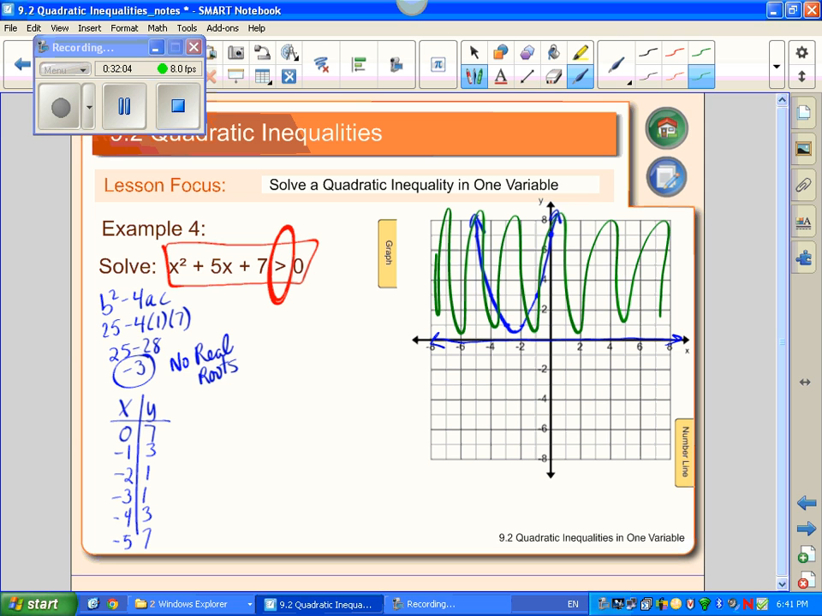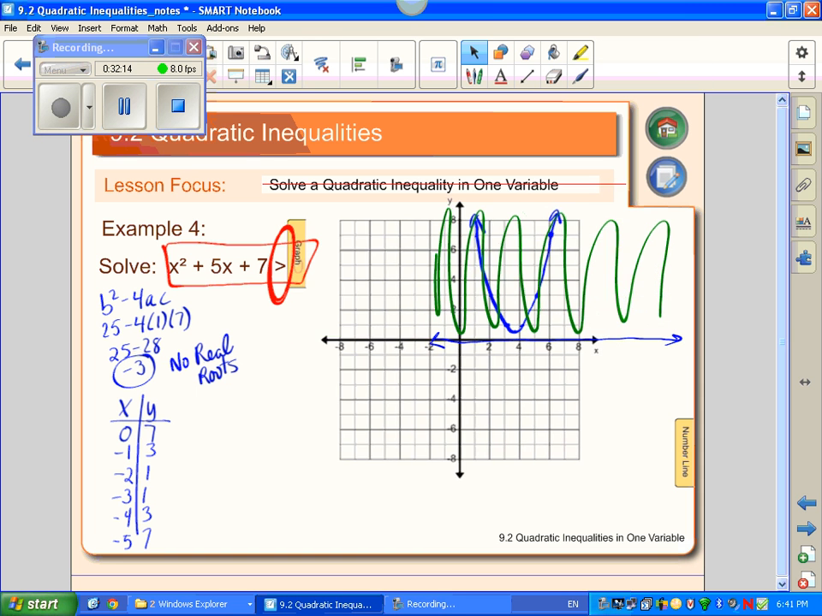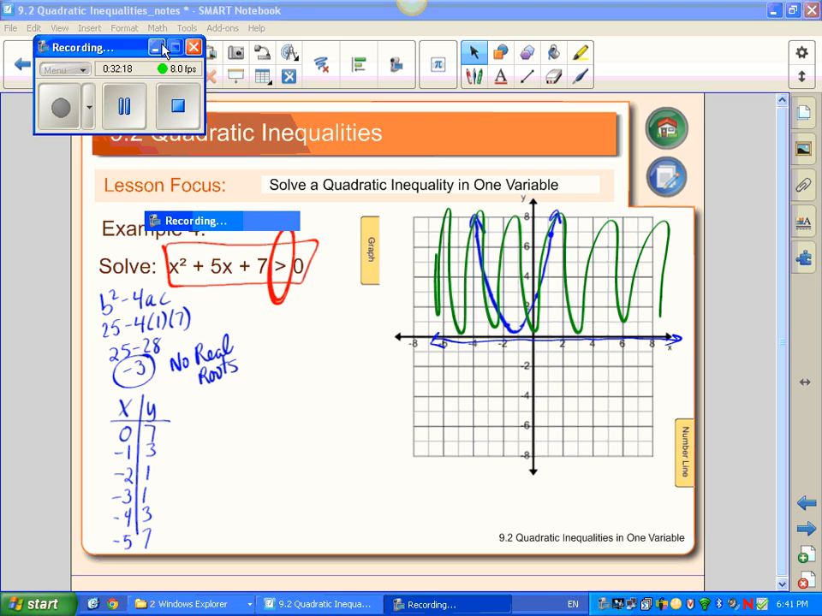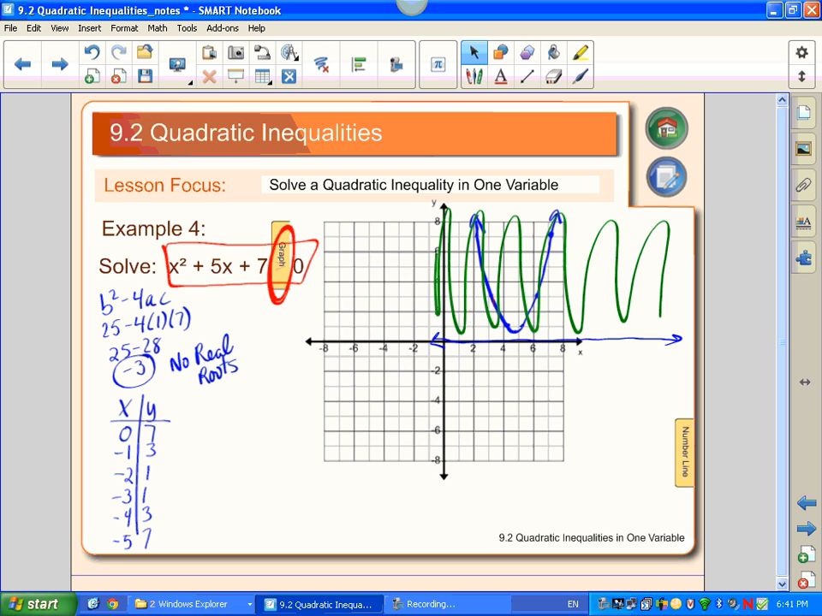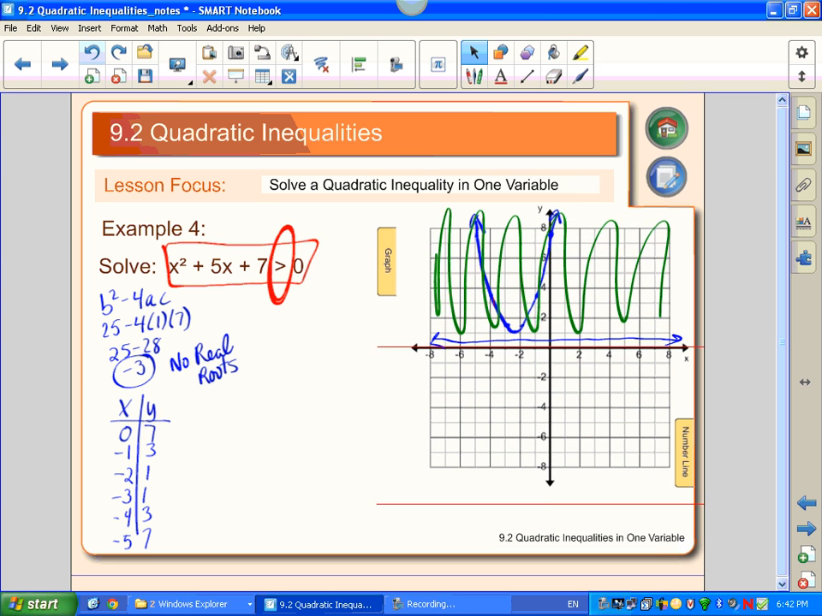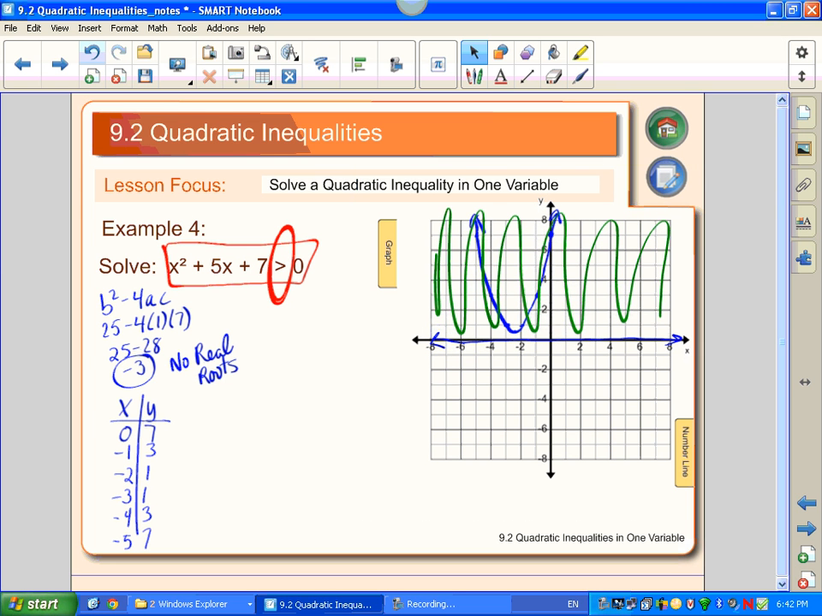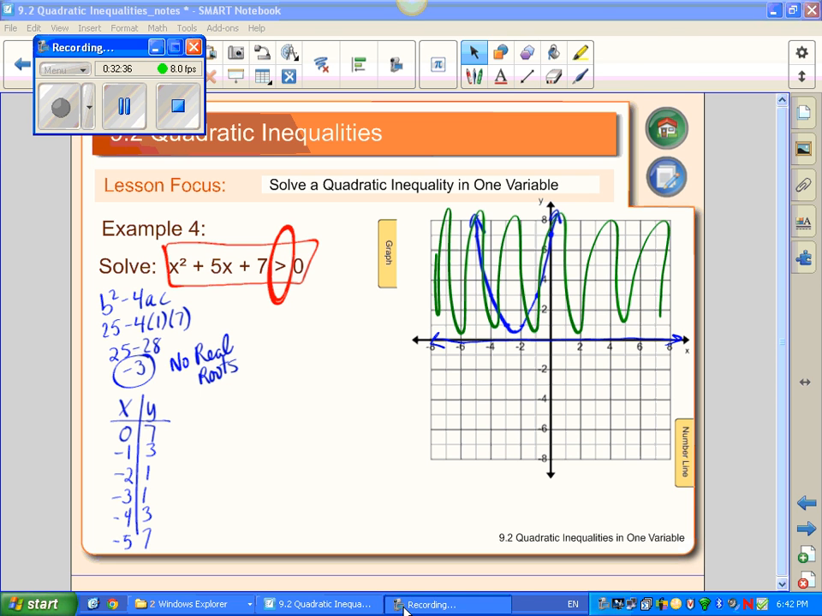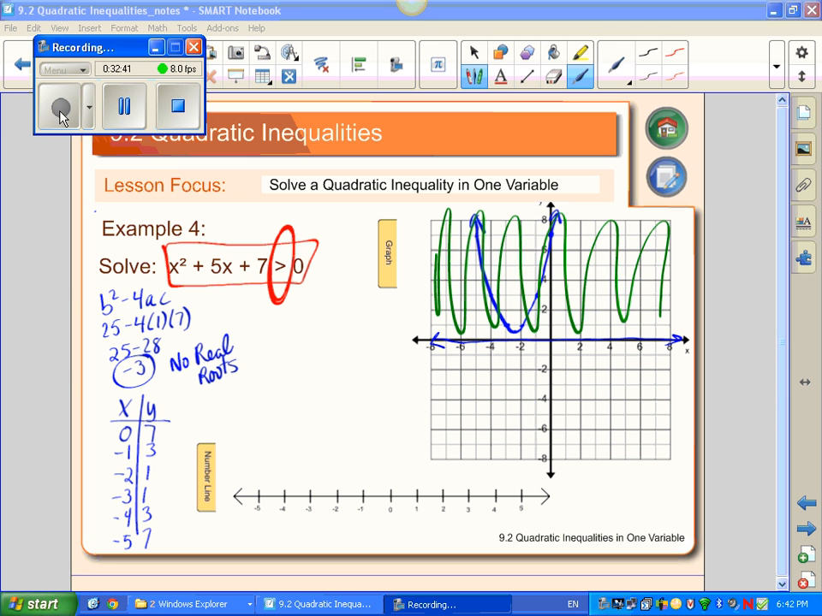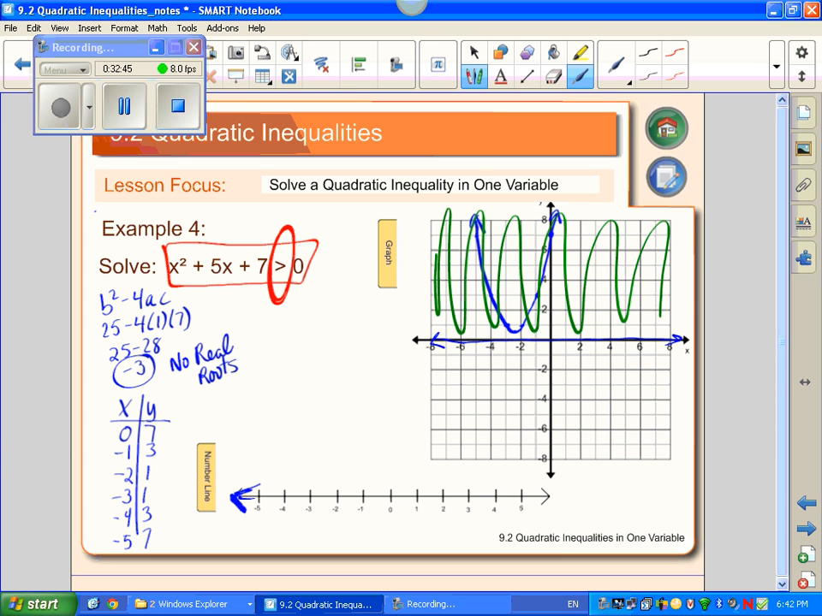So what does that mean for my number line? It means that every point is on the number line. So I just ask, what does that mean for my number line? It means the entire number line is my answer. It's everywhere. No matter what value of x I have, the value of y is going to be greater than 0. How do I write this as a mathematical statement? Every value of x. So x belongs to the set of all real numbers. That's what that's telling me. x is all reals.